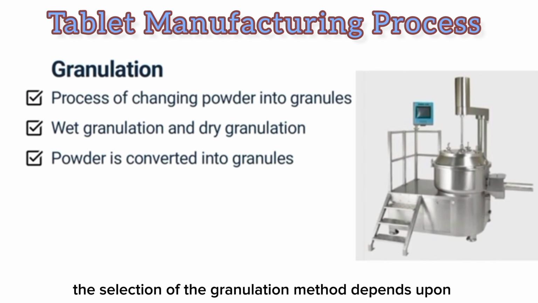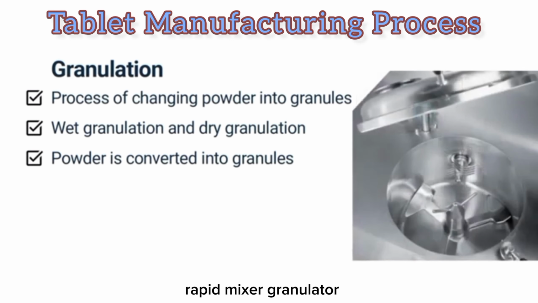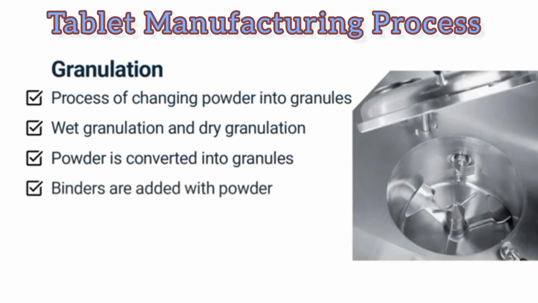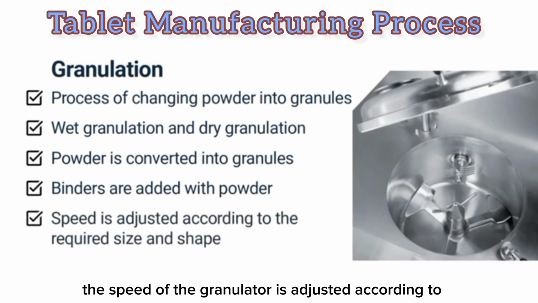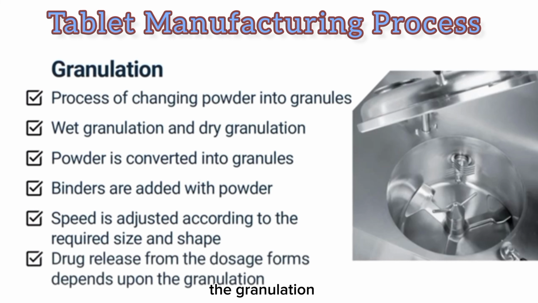The selection of the granulation method depends upon the type of raw material and the properties of the final product required. Rapid mixer granulator is the main equipment used for granulation. Binders are added with powder in the granulator. The speed of the granulator is adjusted according to the required size and shape of the granules. Drug release from the dosage forms depends upon the granulation. Binders play an important role in the drug release process.